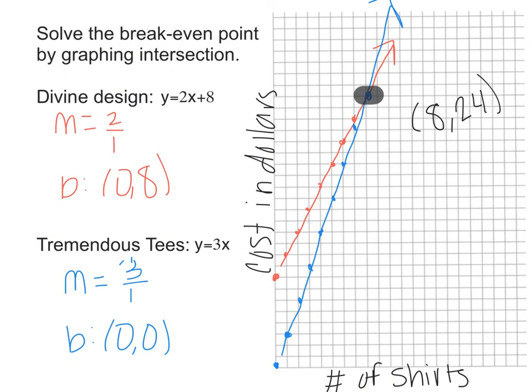Now, if we also wanted to make another observation, we could note that if we bought the blue Tremendous Tees at any point from the line down here, it will be a better bang for our buck. And then, if we buy the Divine Designs, at this point, it will be cheaper than Tremendous Tees. So we want to make sure we look at our graph before we go and buy from either company. And that is how we solve for the break-even point.